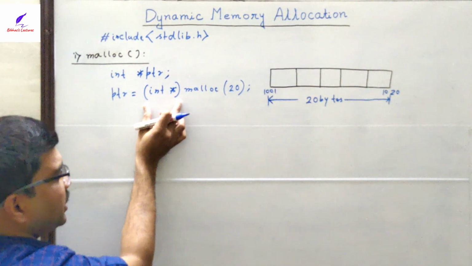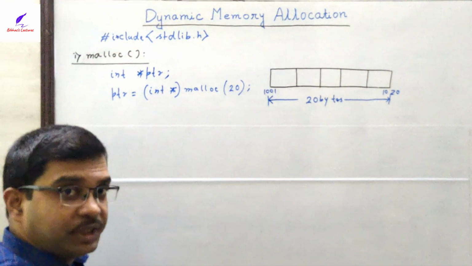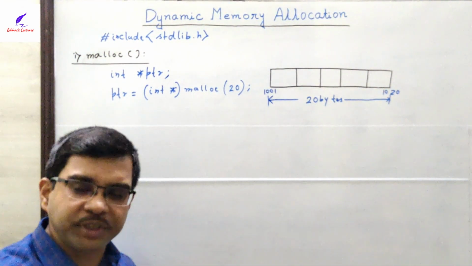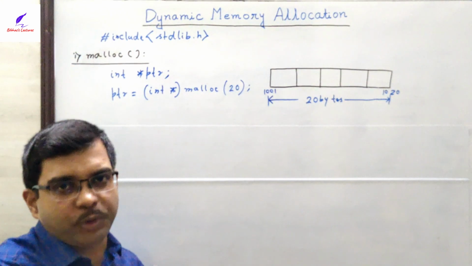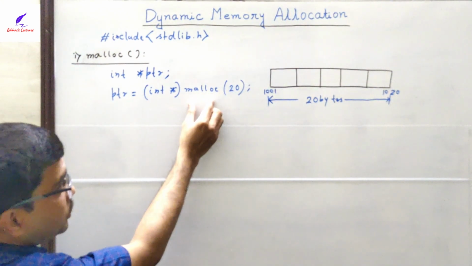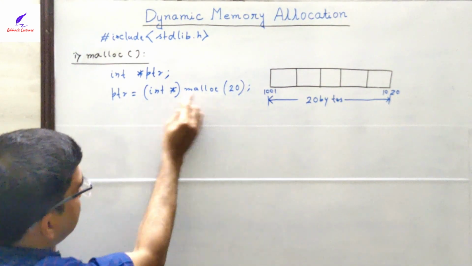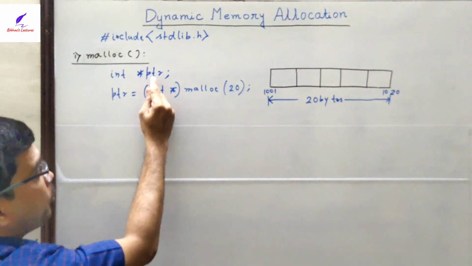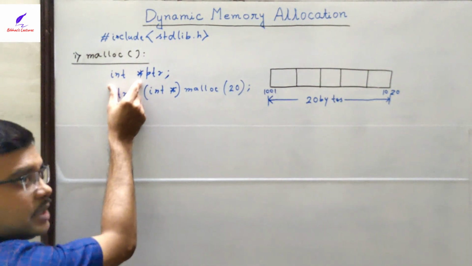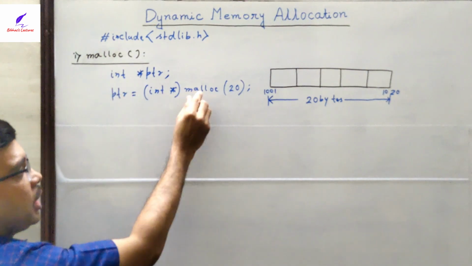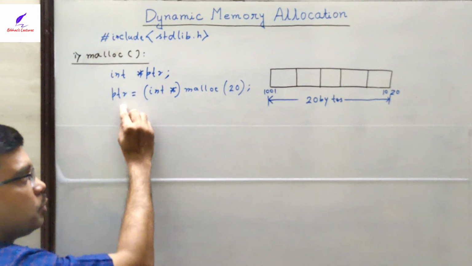Now what is this int star? The malloc function actually returns a void pointer. Void pointer means this pointer can be assigned to any other pointer. Now we want to store the base address 1000 in the pointer ptr. What type of pointer is ptr? ptr is an integer pointer.